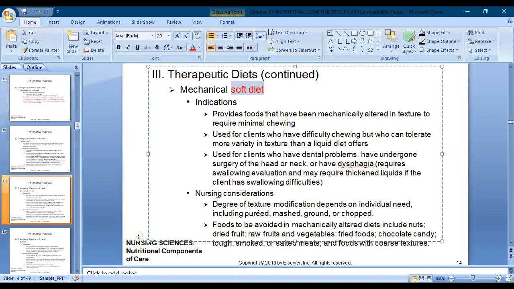So what are the considerations? The degree of texture modification depends on individual need, including mushy, ground, or chopped food. Foods to be avoided in a mechanically altered diet include nuts, dried fruits, raw foods, vegetables, chocolate, and candy. So what is needed for the board exam? Again, when we give soft food, it is for the person with difficulty swallowing or dysphagia. Also note, any kind of food that contains nut or seed is not considered a soft food.